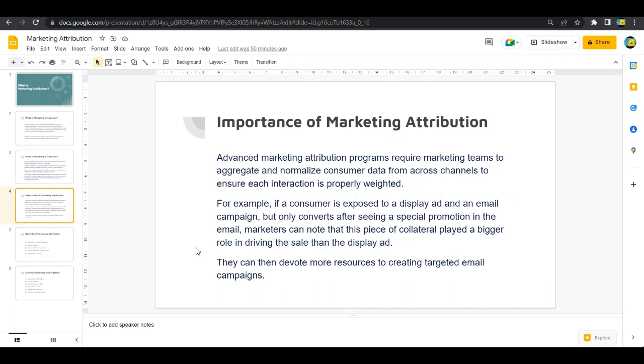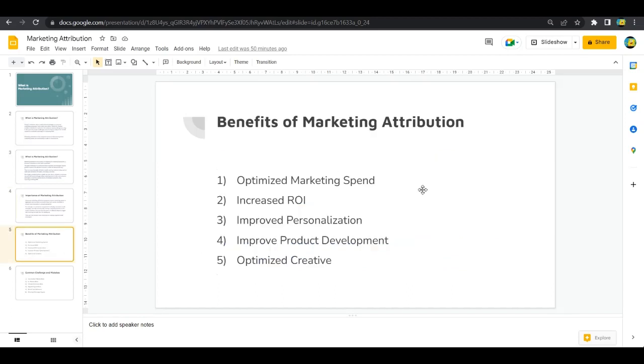Then moving on to benefits of marketing attribution.